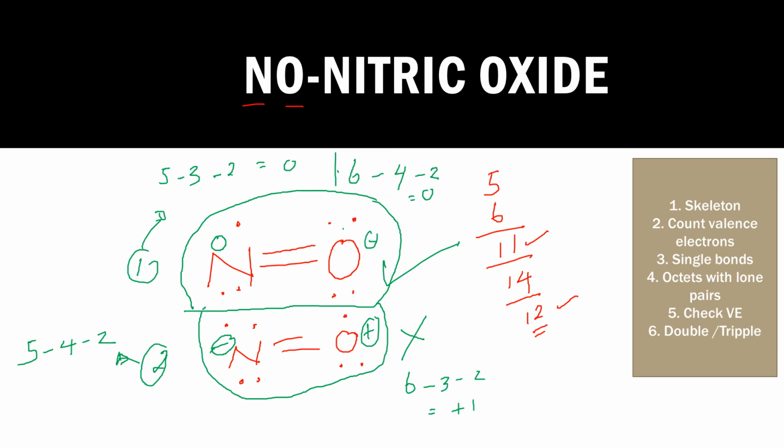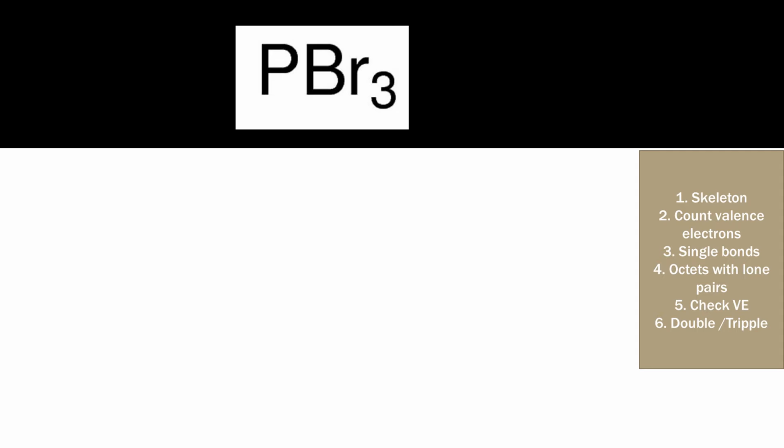Okay, let's move on to the other questions. This time PBr3. So we write PBr3 like this: big P in the middle and Br.